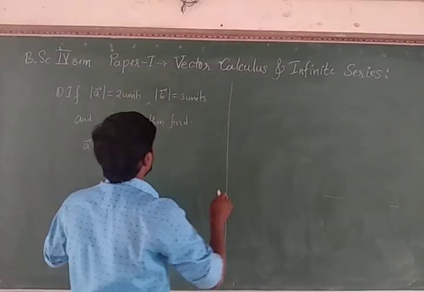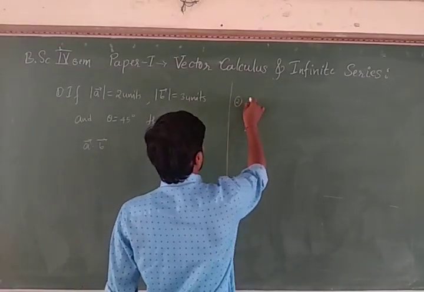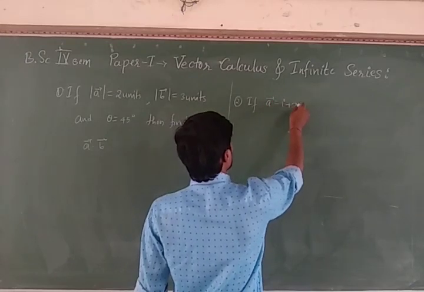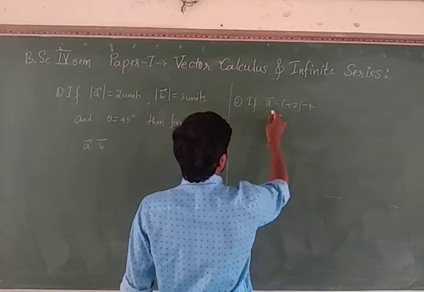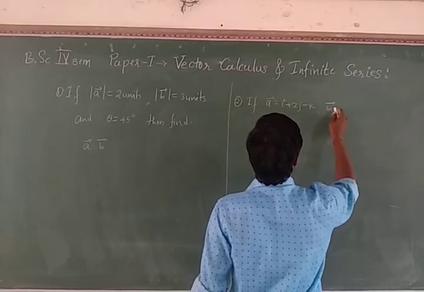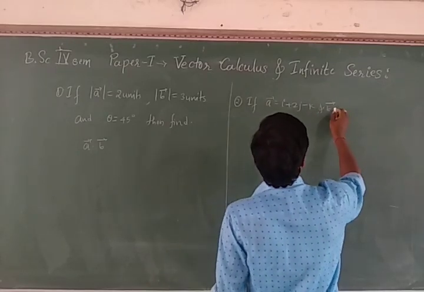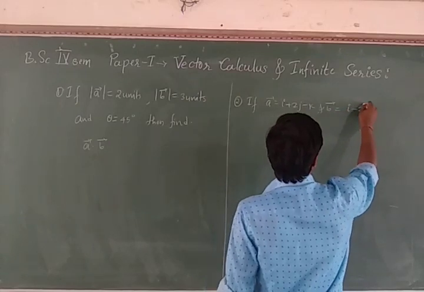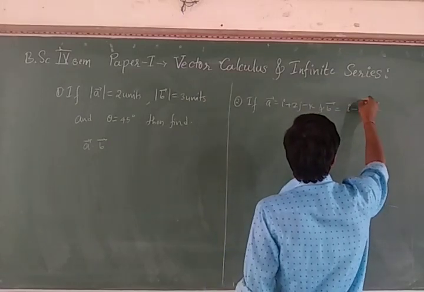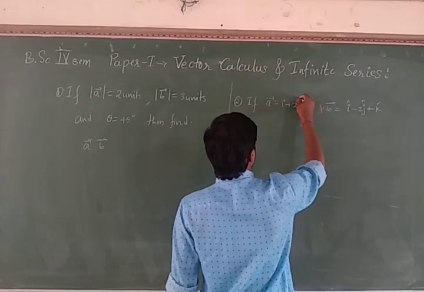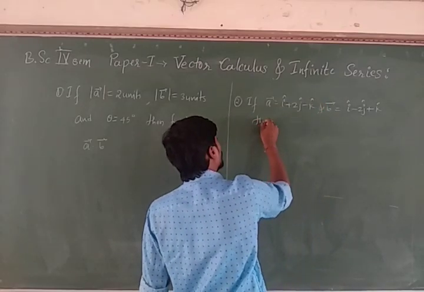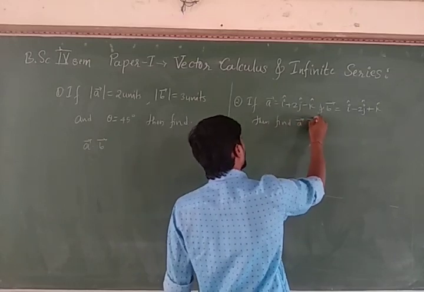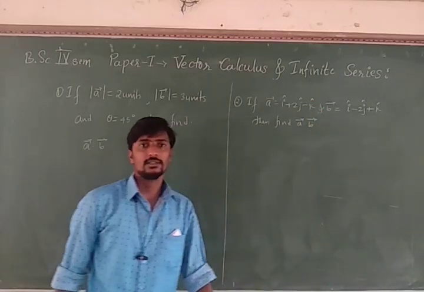Let me write another question here. If vector A is equal to i plus 2j minus k, and vector B is equal to i minus 2j plus k, then find vector A dot vector B.